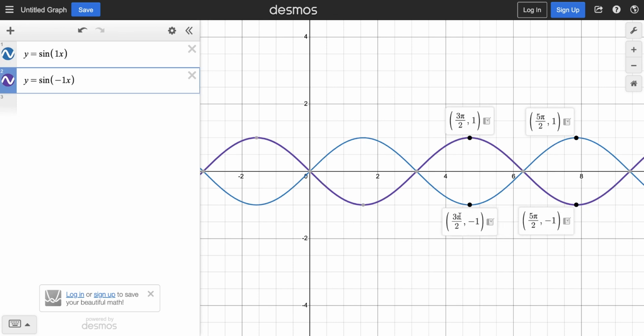All positive values become negative, and all negative values become positive. So if we take a look at the blue graph, which is our original graph, this negative 1 became positive 1. And then for this other graph, this 1 now became negative 1. So you just flipped it around the y-axis.